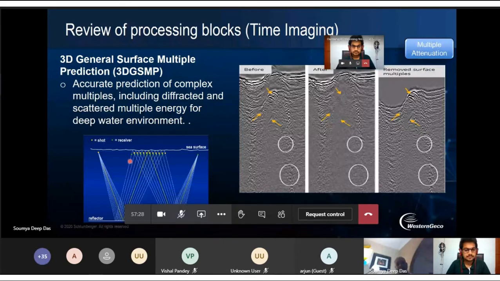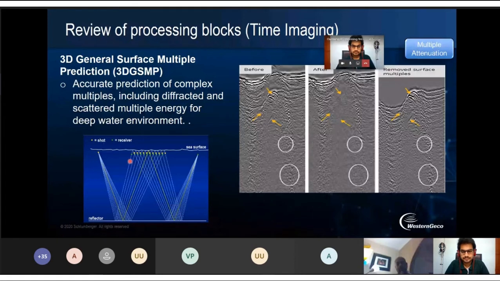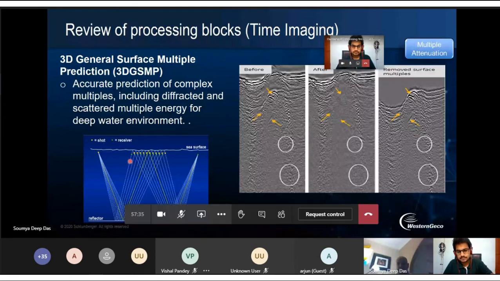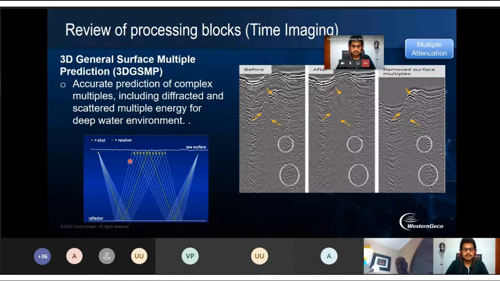Okay. So this is called GDWD, which is generally deterministic water layer demultiple. It uses a similar concept to GSMP, but it works robustly for the shallow water environment. And you can see how the multiple has been prominently removed here. So this is a before and this is an after.